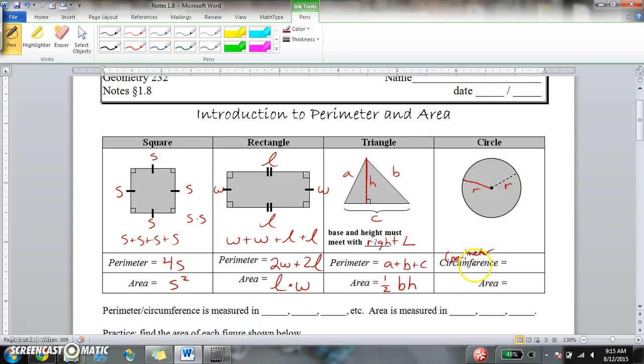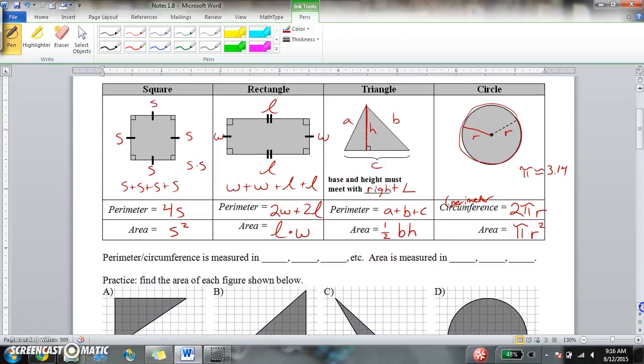So the circumference, or the perimeter of a circle, is going to be 2 times this number pi that I'm sure you've heard of before. Pi is approximately 3.14 times its radius. So 2 times pi times the radius will give you the distance around the circle. The area of a circle is going to be that same number pi times whatever the radius is squared. So you would square the radius and then multiply it by pi to find the area of a circle.